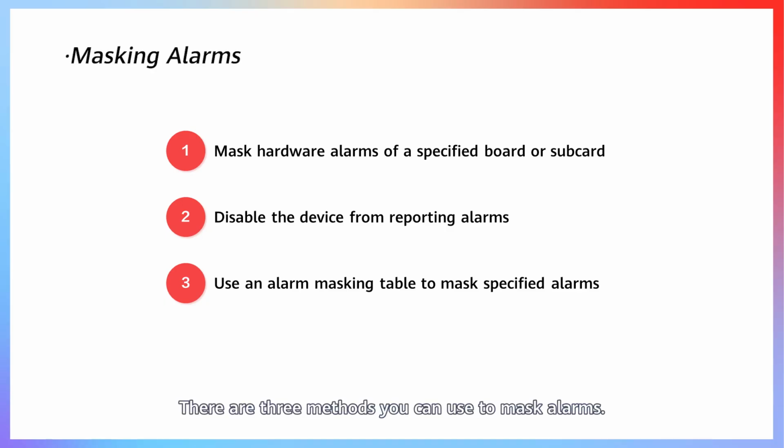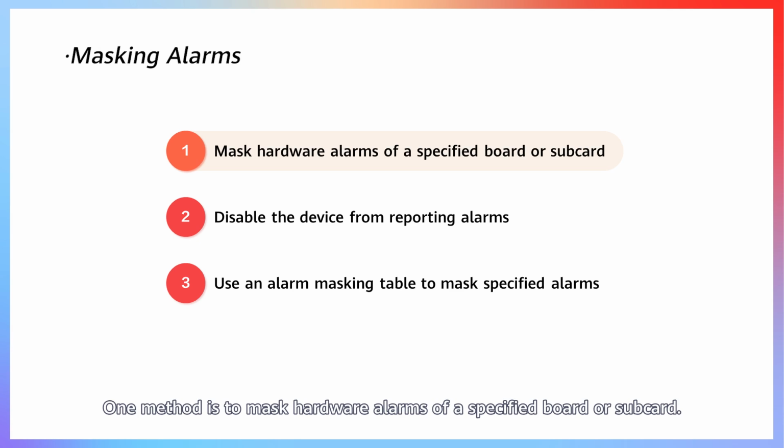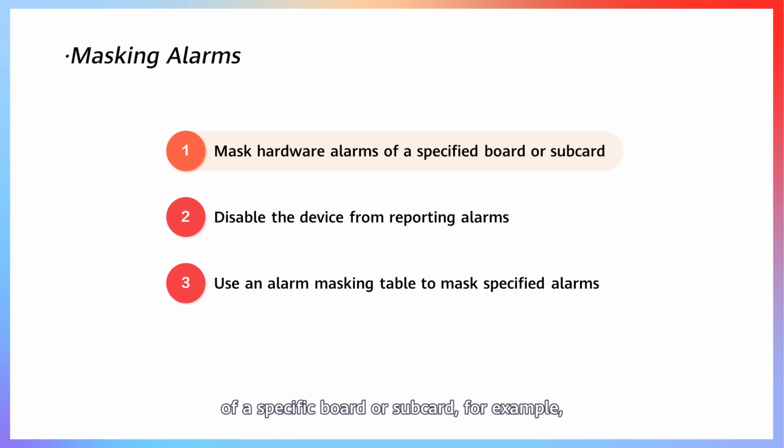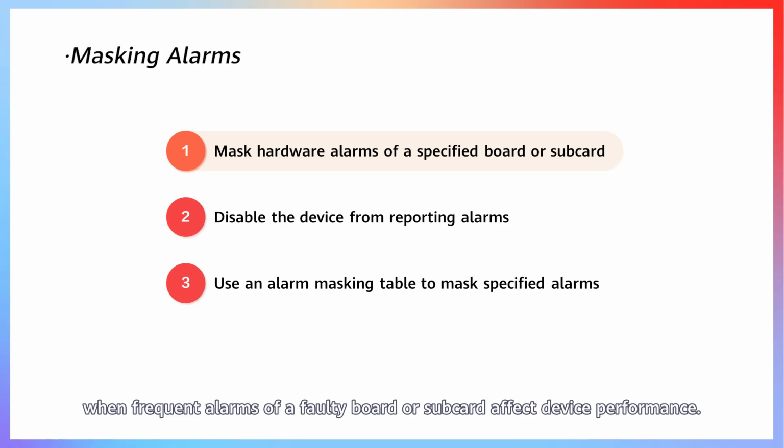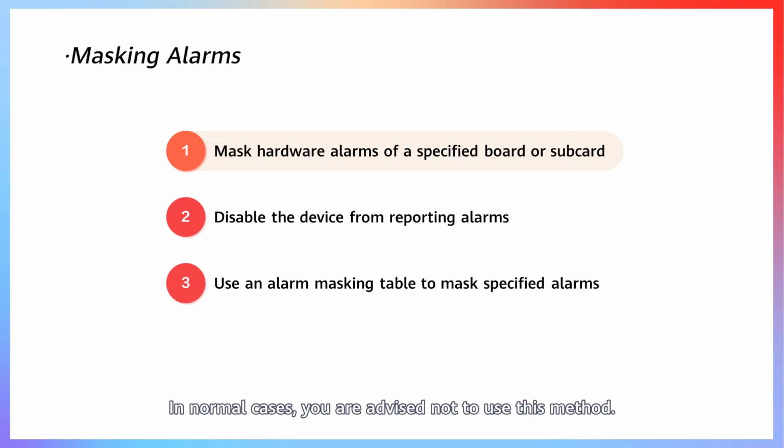There are 3 methods you can use to mask alarms. One method is to mask hardware alarms of a specified board or subcard. Use this method if you are not interested in the hardware alarms of a specific board or subcard, for example, when frequent alarms of a faulty board or subcard affect device performance. In normal cases, you are advised not to use this method.